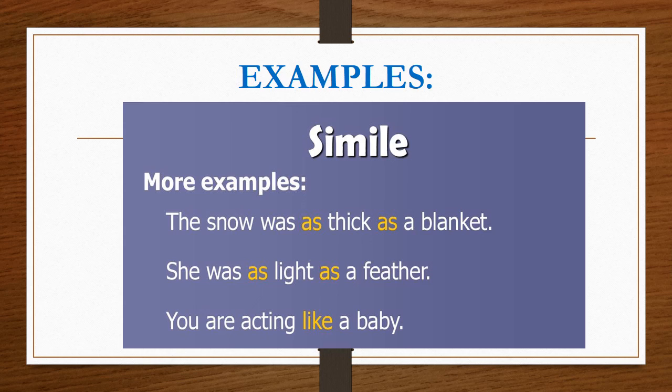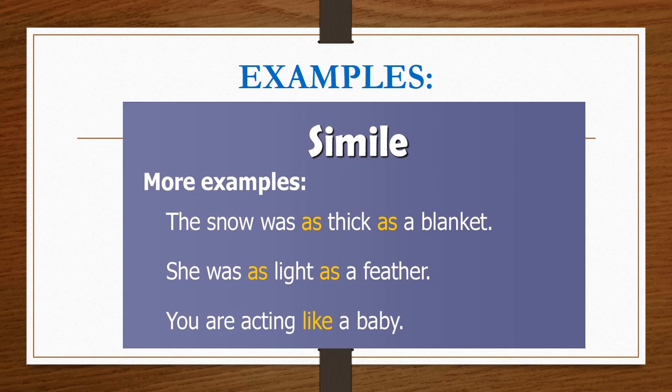For sentence number 1, you can see that the snow is being compared to a thick blanket with the use of the word as. For sentence number 2, the pronoun she, which is the subject of the sentence, is being compared to a light feather with the use of the word as again. And for sentence number 3, the pronoun you, which is the subject of the sentence, is being compared to a baby with the use of the word like.